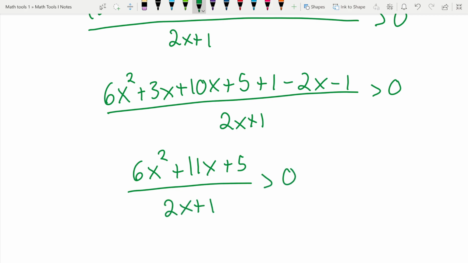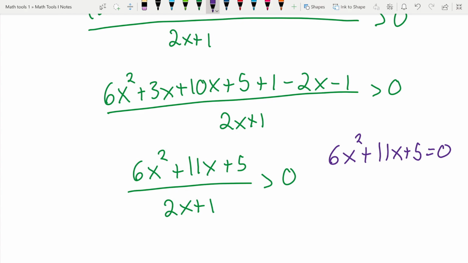And now once everything's combined, we do want to try to factor it because if we're going to go to the sign chart, we're going to need our zeros. So this whole thing is 0 when the numerator is 0. Okay, so we're essentially just working with a quadratic here. We need to know, where is this quadratic equal to 0? And maybe you want to do this as a separate problem on the side. It might be easier. So 6x squared plus 11x plus 5 equals 0.